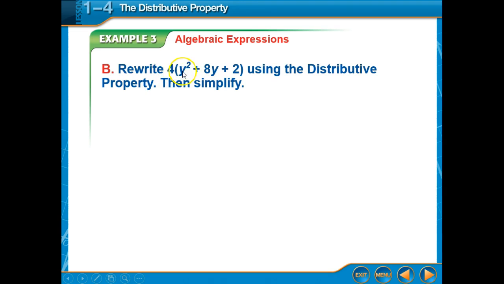You can use the distributive property no matter how many terms you have inside the parentheses.